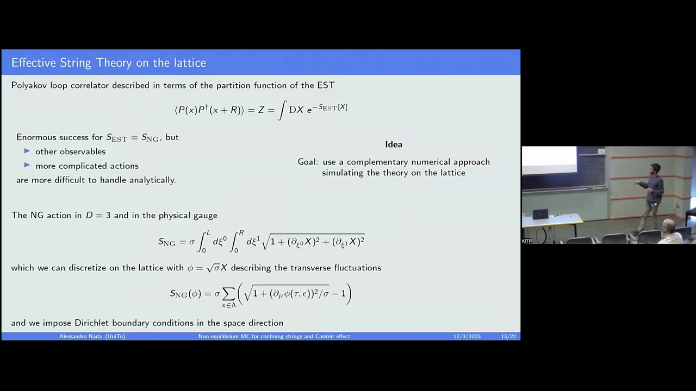So we are going to simulate this theory here. It's essentially a scalar field phi, in 3 dimensions actually. So we just have one field, and we impose Dirichlet boundary conditions in the space direction because we want 2 color sources, 2 quarks, on the boundaries, and periodic boundary conditions in the other direction. Okay.